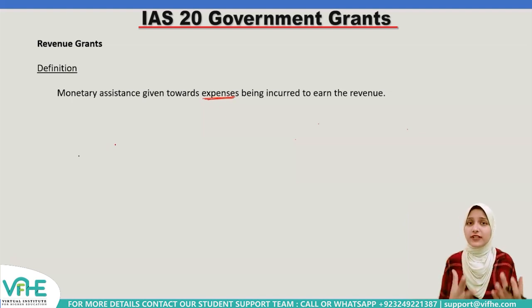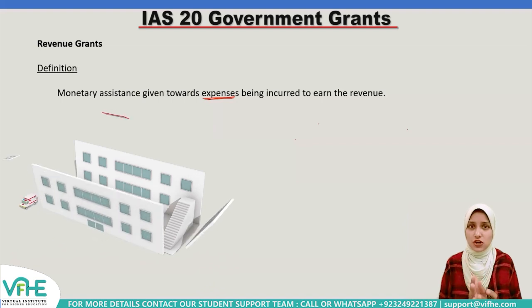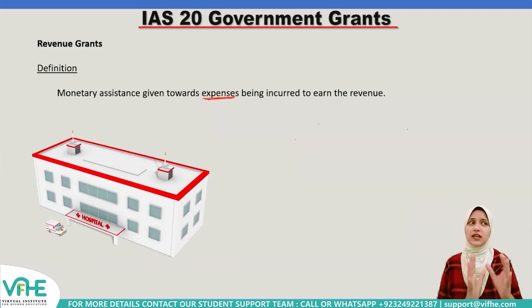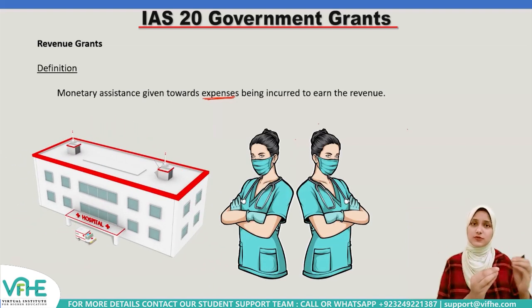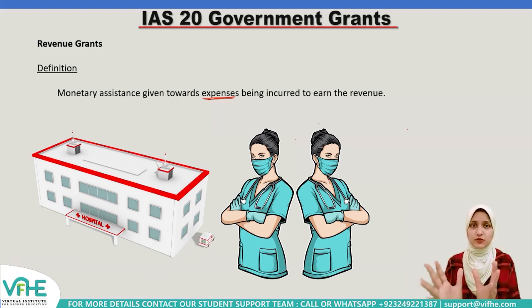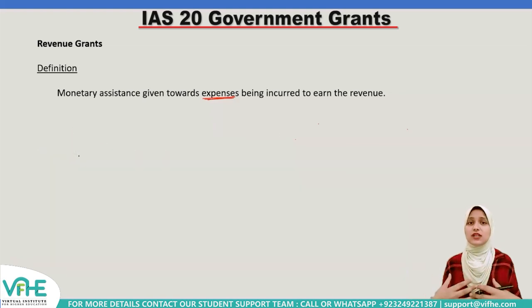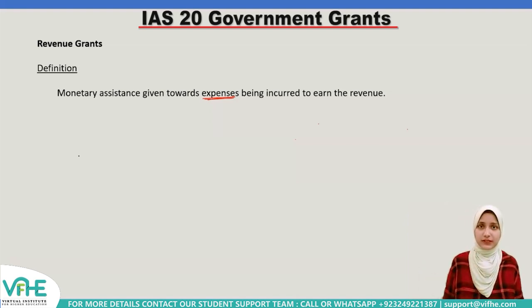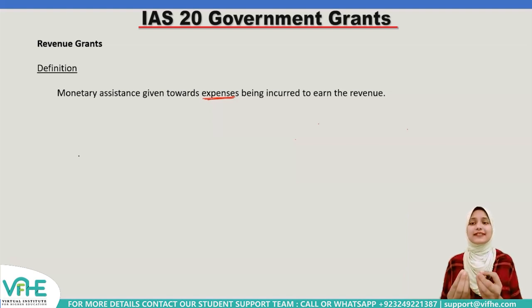For example, your organization is a hospital. Government is saying, please recruit nurses from so-and-so rural area for the next 5 years and we will provide you a grant money of so much amount. So for the hospital, recruiting nurses is incurring expenses, right? And if the government is able to give you grant money towards it, to maintain them, then yes, it's going to act as a revenue grant.